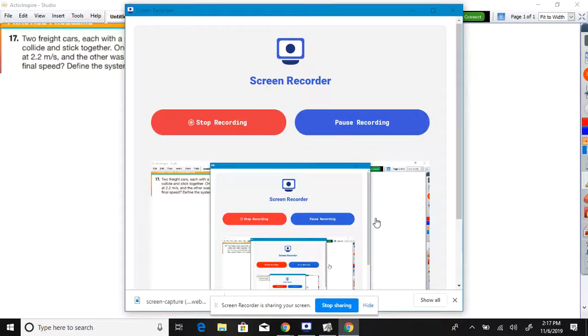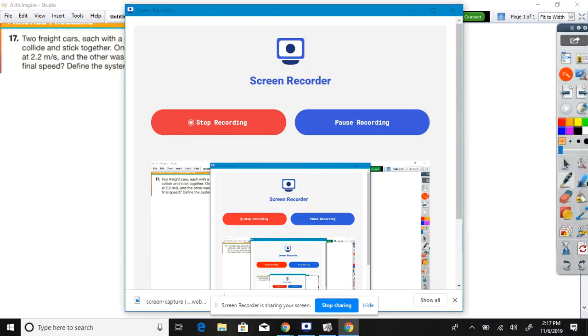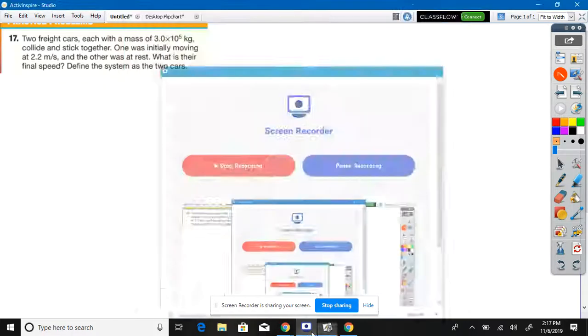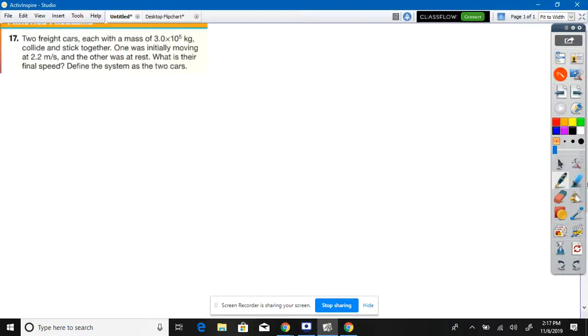We're going to do collisions. Here we go. One is inelastic and one is elastic. Let's read this. Two freight cars, each with a mass of 3 times 10 to the fifth kilograms.